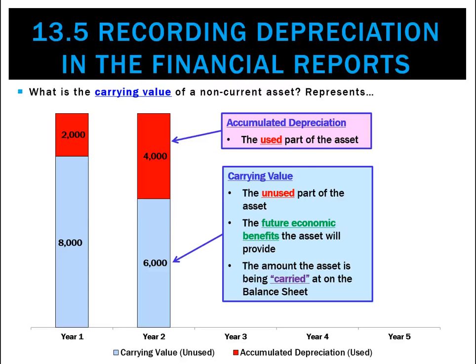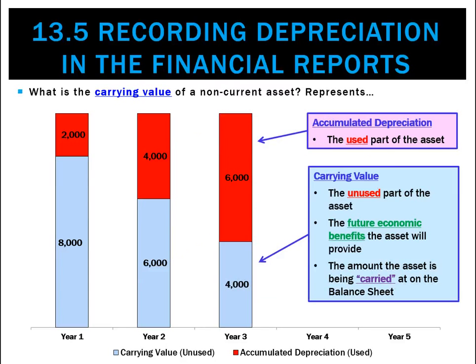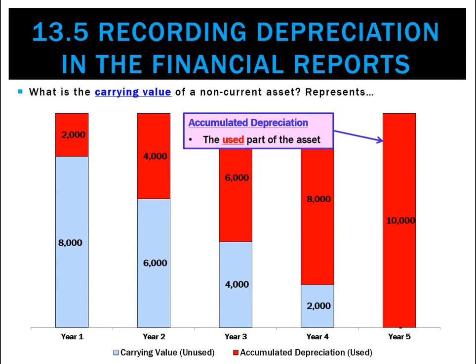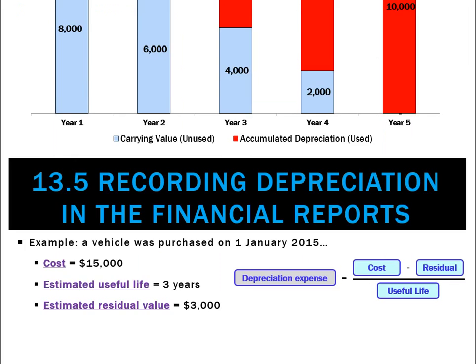So $6,000 hadn't been used yet of the car. And in the third year, we're adding another $2,000. And you can see each year we'll get to a point by the end where we've actually either used up all of it or maybe there's some left over. But we can see each year we're using a part of the asset, which is called the accumulated depreciation, and there's some left over, which is called the carrying value.